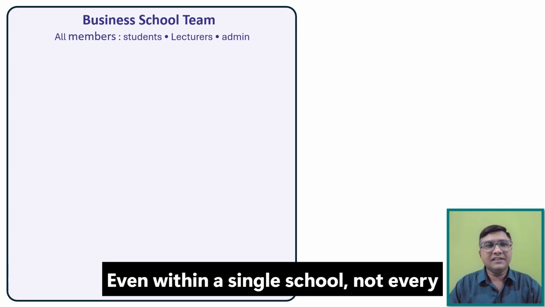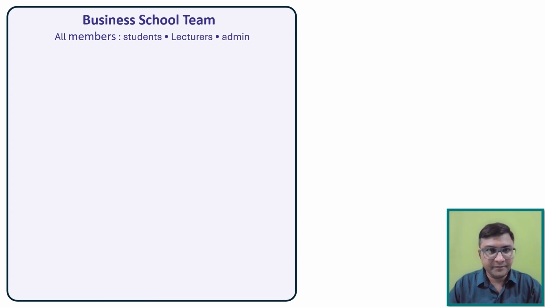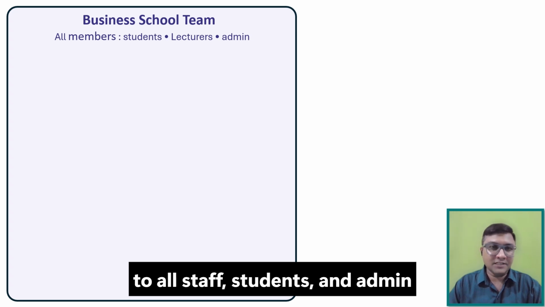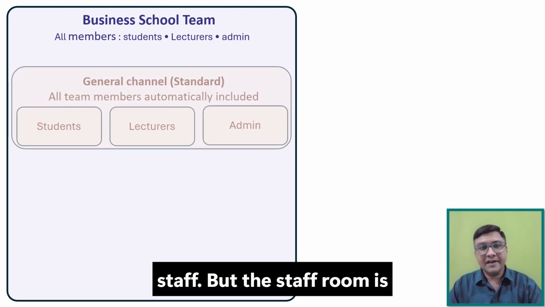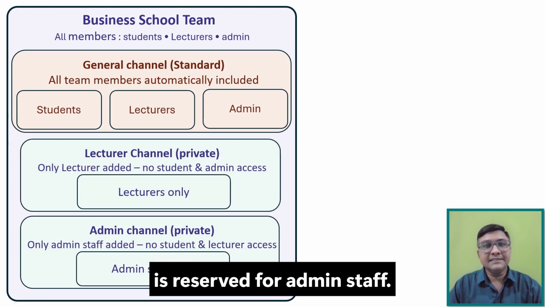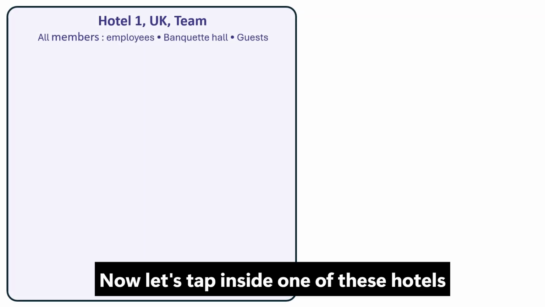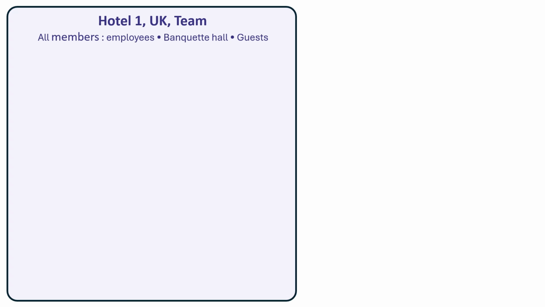Even within a single school, not every space is open to everyone. The corridor notice board is accessible to all staff, students, and admin staff. But the staff room is accessible by lecturers. Admin room is reserved for admin staff. Now let's step inside one of these hotels and look at how it is organized.